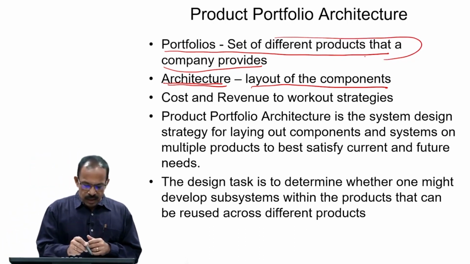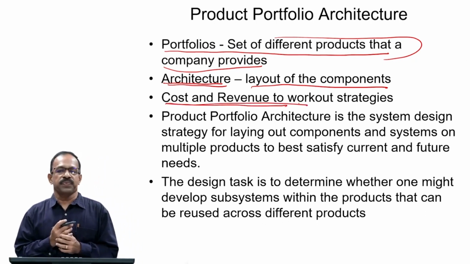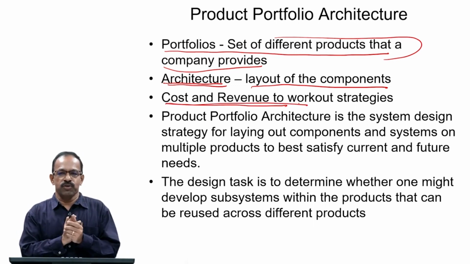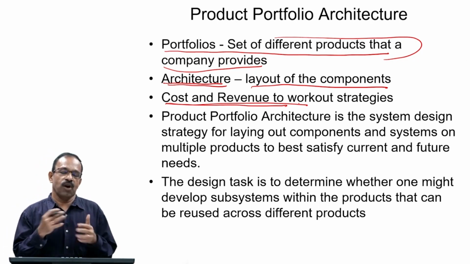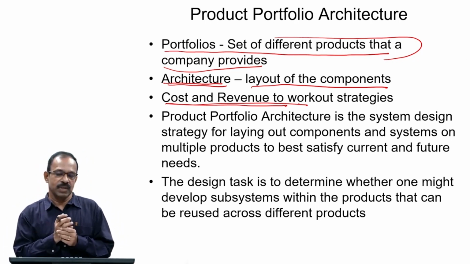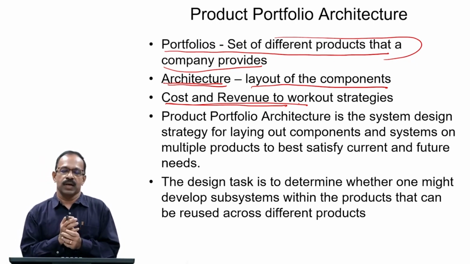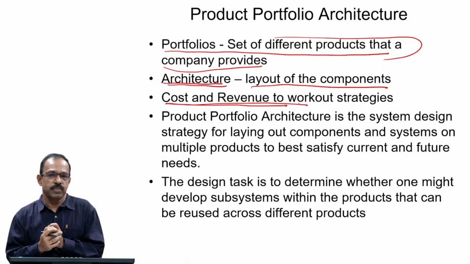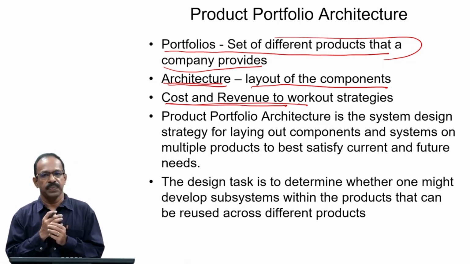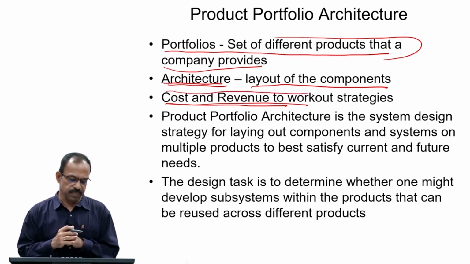Now, what actually decides this portfolio architecture is the cost and revenue. How much revenue you can generate and how much each product can cost actually decides how many products to be offered in the market, because if there is only a very small number of customers for a particular variety of product, then there is no point in developing a product for that customer segment, because the cost and revenue won't work out well. So, this needs to be understood before we decide how many products to be there in the family.